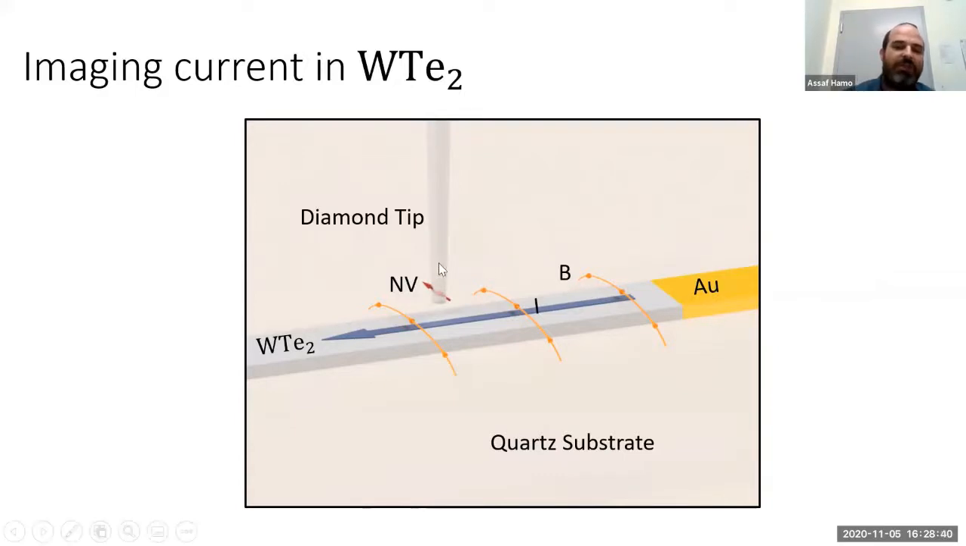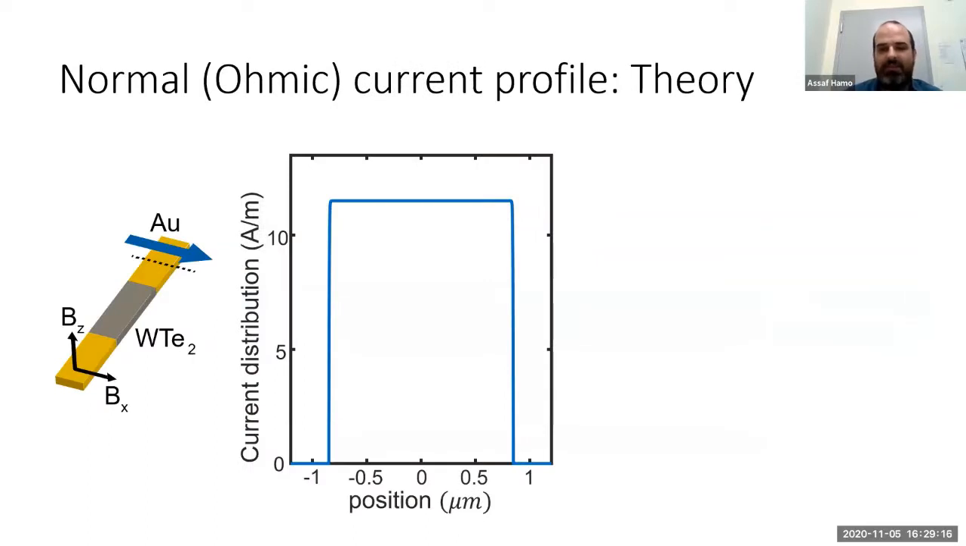And now what we can do is scan our NV center with the tip above our sample and measure the magnetic field that is generated from the currents inside the tungsten telluride. Now, as I was saying before, what we want to measure is actually the current profile flowing inside the tungsten telluride. But what we are actually measuring is the magnetic field generated by those currents. So first we want to understand the relation between the current profile and the magnetic field profile. So let's take a simple example, just the current inside a gold contact.